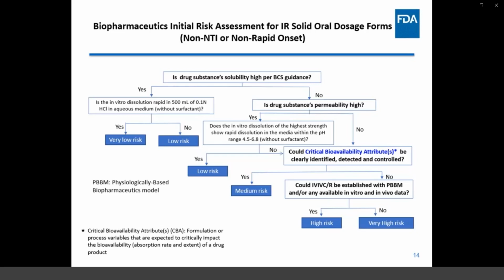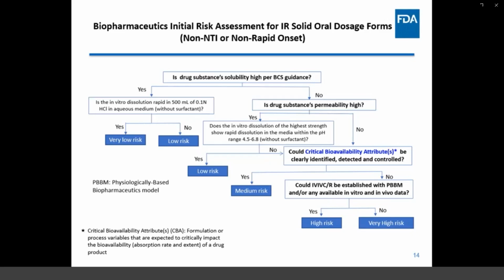And to define critical bioavailability attributes, or CBA, they're formulation or process variables that are expected to critically impact bioavailability, as in the rate and extent of absorption of a drug product. So these could be a number of different things: particle size, hardness, or a number of characteristics related to the drug product or the manufacturing process. If these are identified and controlled, we can assume that it's a medium risk, and having all of these quality attributes controlled will help control the quality of the product.